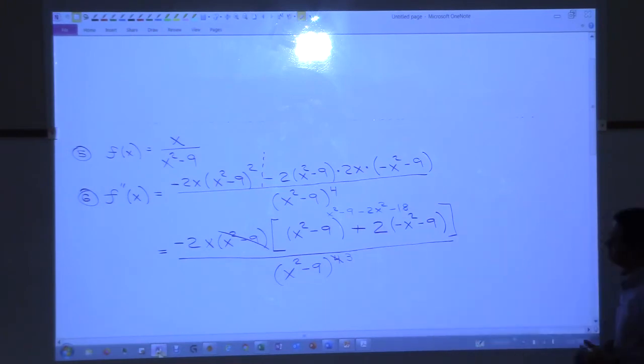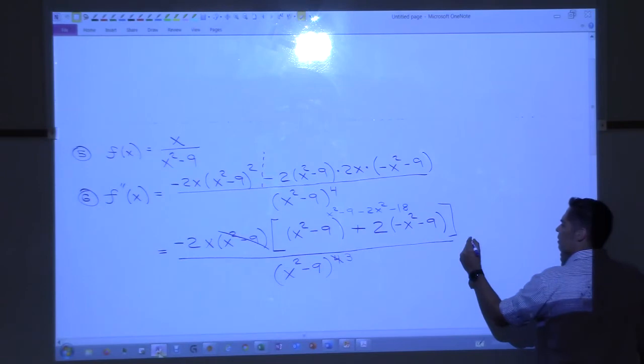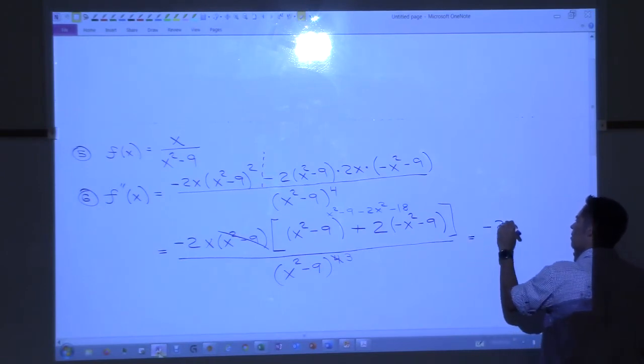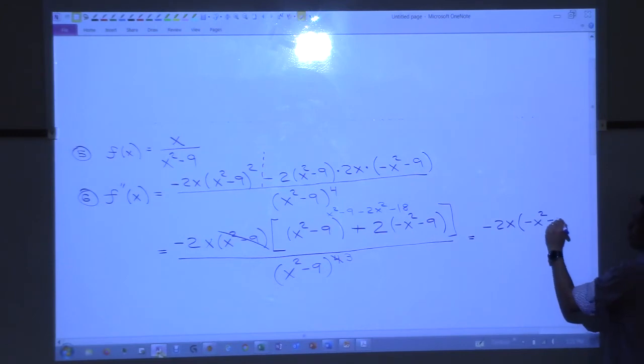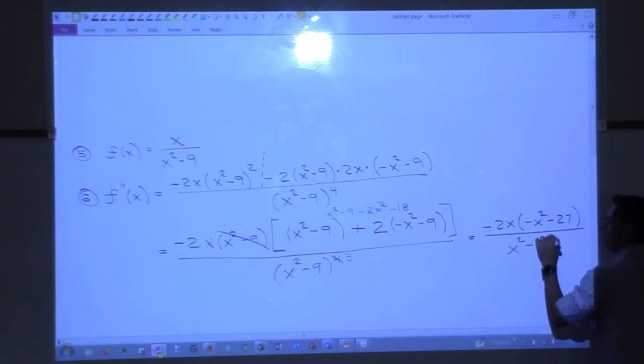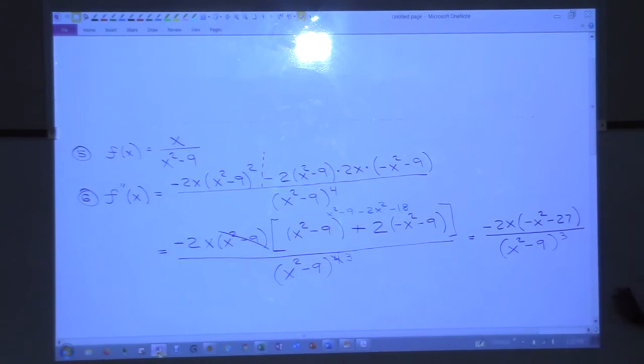Do you all agree? Yeah? Okay. And then combine those things in blue together, and we'll have our final result here. Negative 2x, and then everything in the brackets becomes what? Negative x squared minus 27, right? All of that over x squared minus 9, that quantity cubed. So that is our cleaned up version of the second derivative.